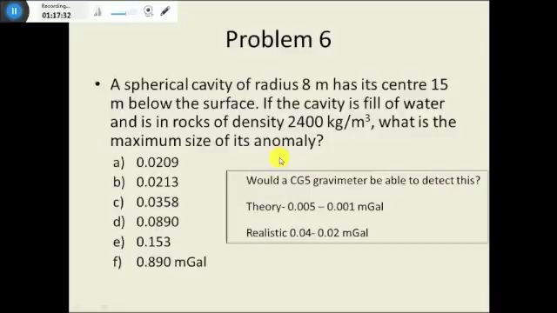The interesting question to ask is, would the anomaly be positive over it, or would it be a negative anomaly over it? The thing is, it's positive if this body has a higher density than the surroundings. But this body is full of air and water, so it's got a lower density. So you actually expect it to go down.